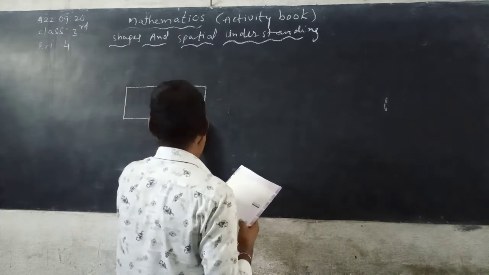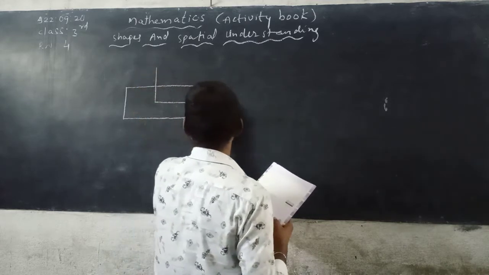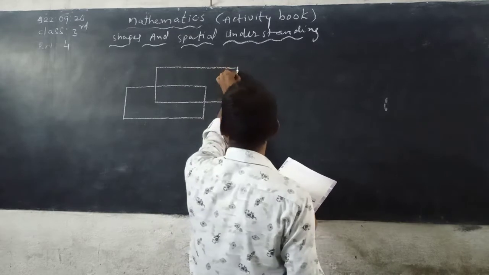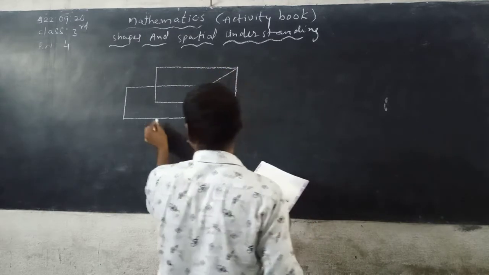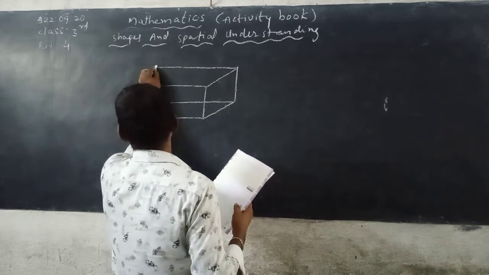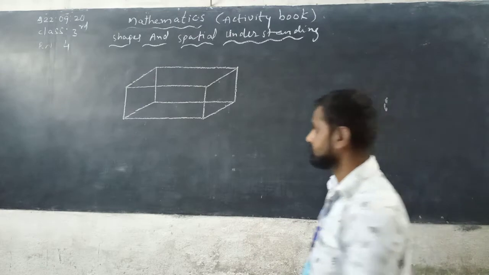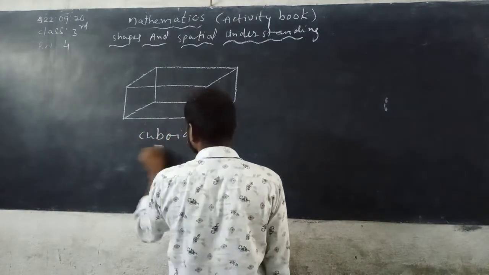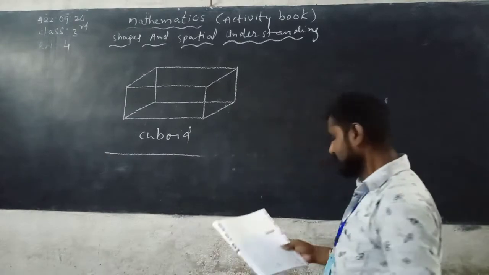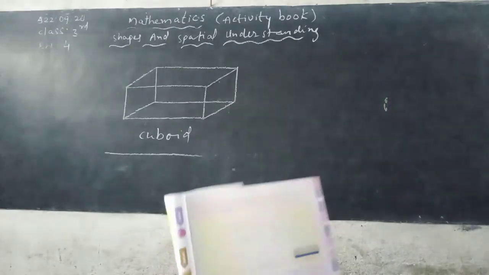This is the one rectangle. You can draw another rectangle. Then join those corners. So what we get? You can get a cuboid. Now next one.